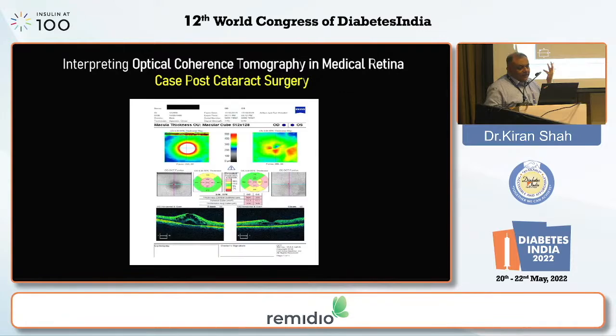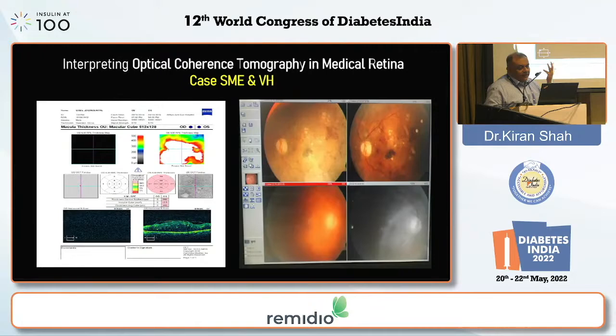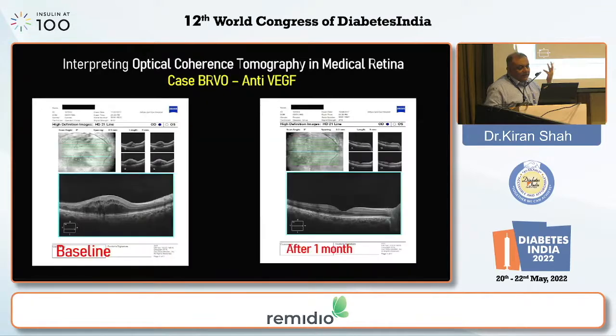So that's the colored picture of the patient who has been operated. In this patient, you can see vitreous hemorrhage in one eye, and there is sponge-like macular edema on the other eye. Here is a patient with branch retinal vein occlusion, and you can see an anti-VEGF has been given, and subsequently after 1 month, you can see there is complete resolution of the edema.